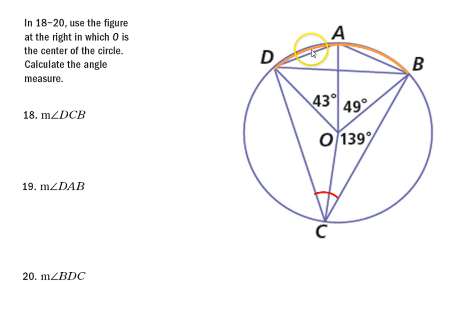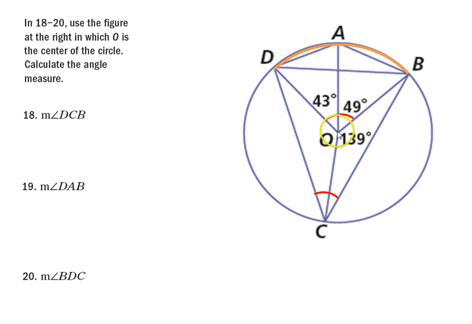So the orange line there is the intercepted arc. That's what I'm kind of looking for, because if I knew what this was, I could find out what the angle measure is, because there's a relationship there, which we'll talk about in just a second. But I notice DOB intercepts this orange arc also. And this angle measure right here is 43 degrees plus 49 degrees, so this is a 92 degree angle right here. This red one is 92 degrees, and it's a central angle.